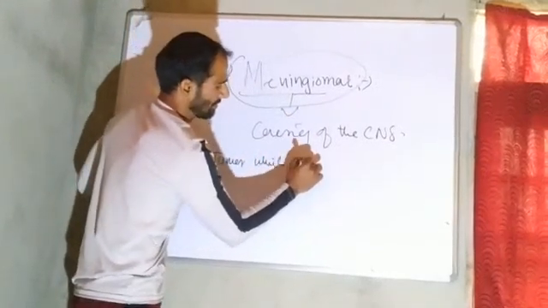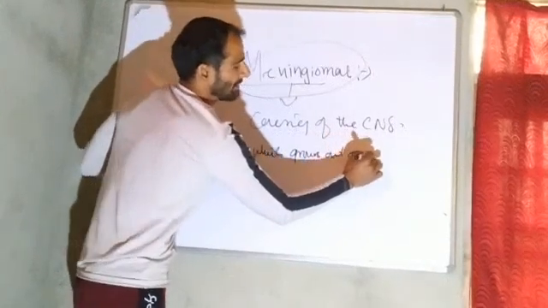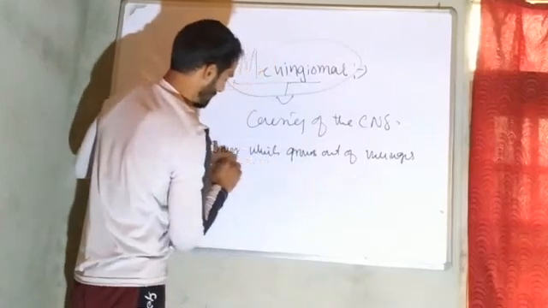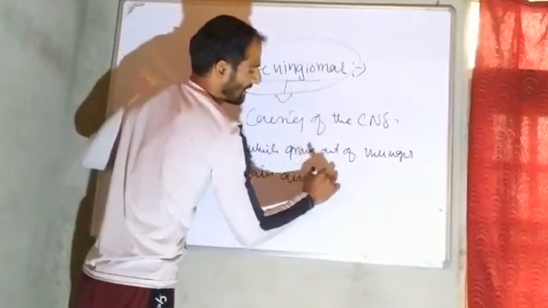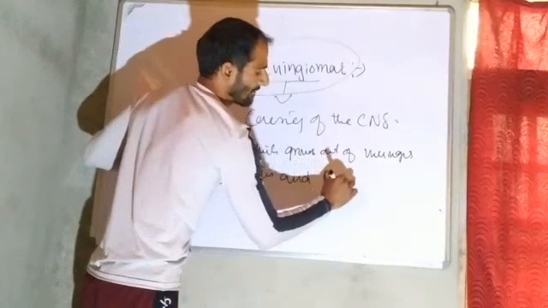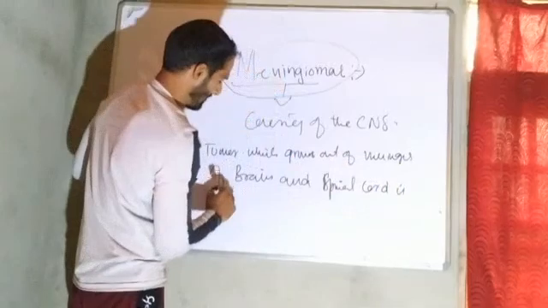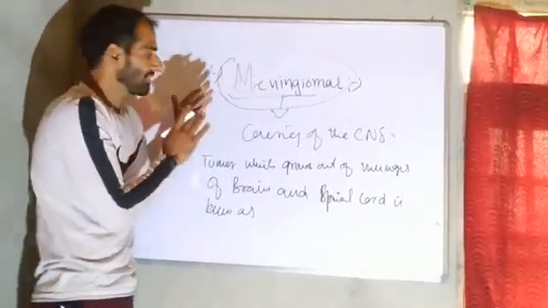So a tumor which grows out of the meninges of the brain and spinal cord is known as meningioma. Okay, are we clear till here?